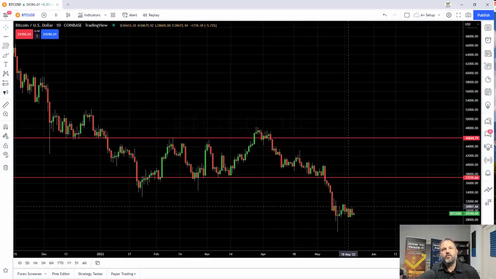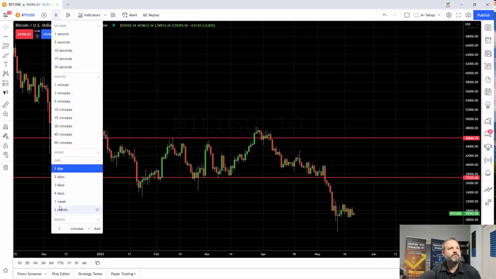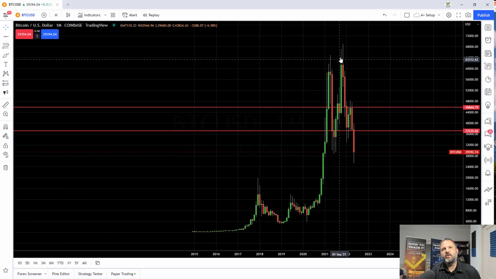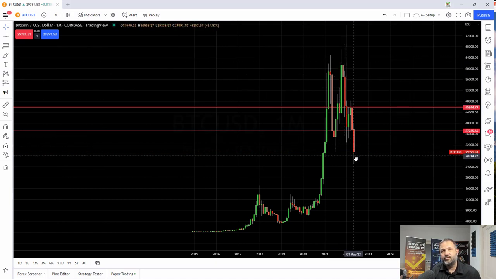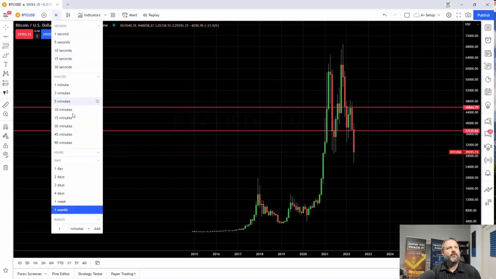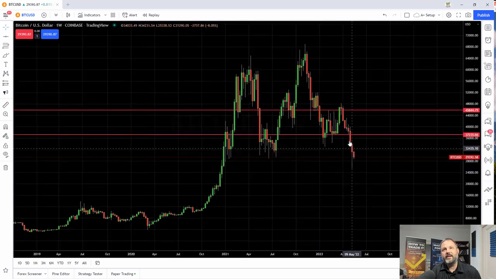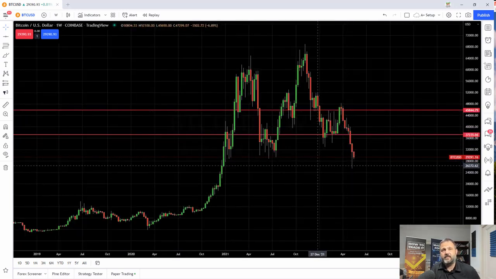Bitcoin. Let's look at that on a higher time frame, monthly. Bitcoin's looking like the S&P, right? It dropped. And on a weekly, what happened on a weekly? Weekly, it dropped. Looks very similar to the S&P.